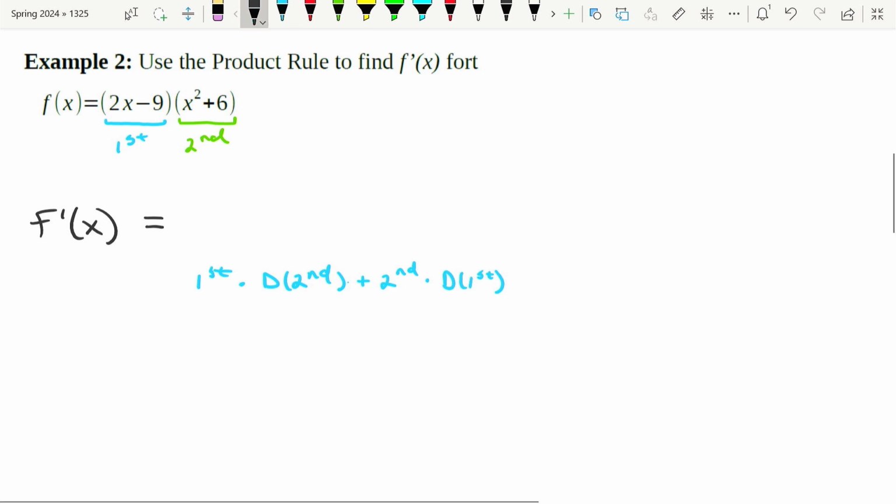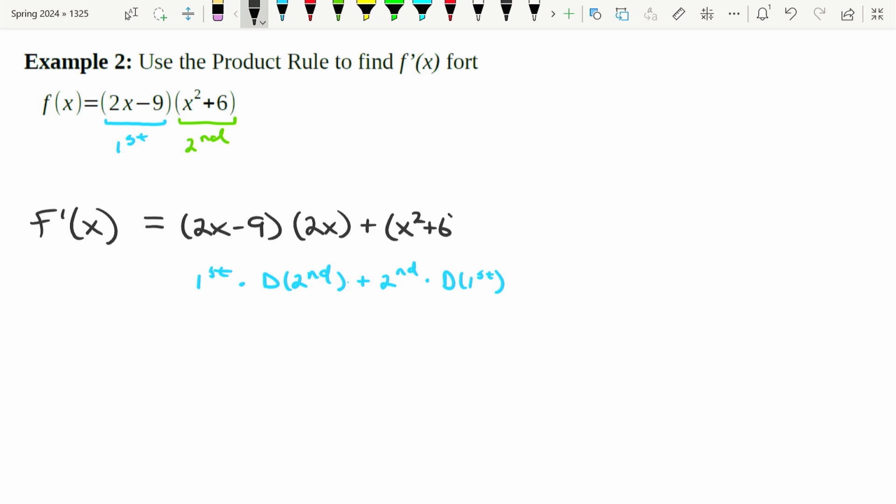So by the product rule, we would do first, 2x minus 9, times the derivative of the second, which is 2x. That's coming from x squared plus 6 and its derivative, plus the second, x squared plus 6, times the derivative of the first. From 2x minus 9, we have the derivative is just 2. Okay, so that's what the product rule tells us it's going to look like here. Let's go ahead and distribute into the parentheses.